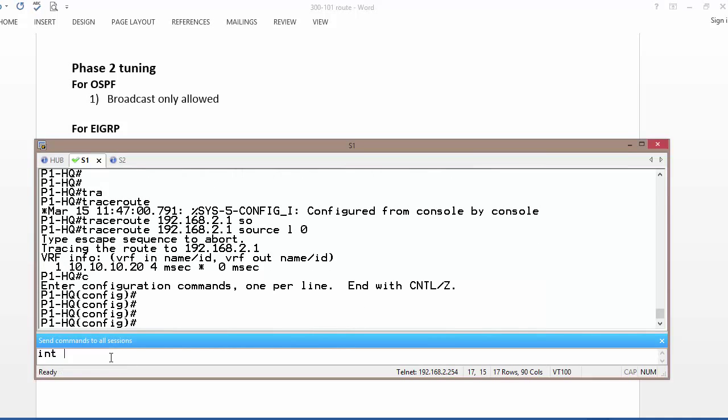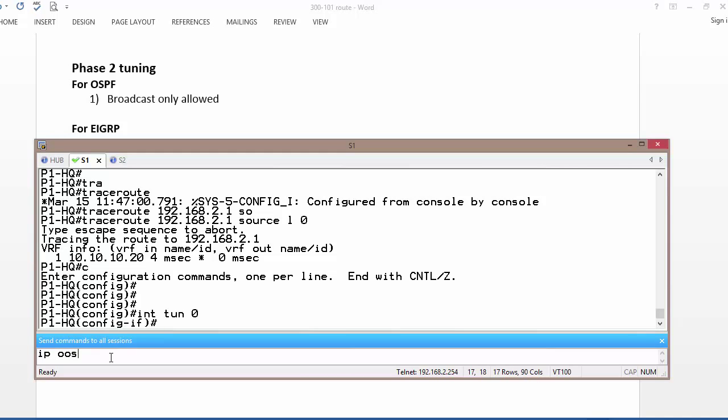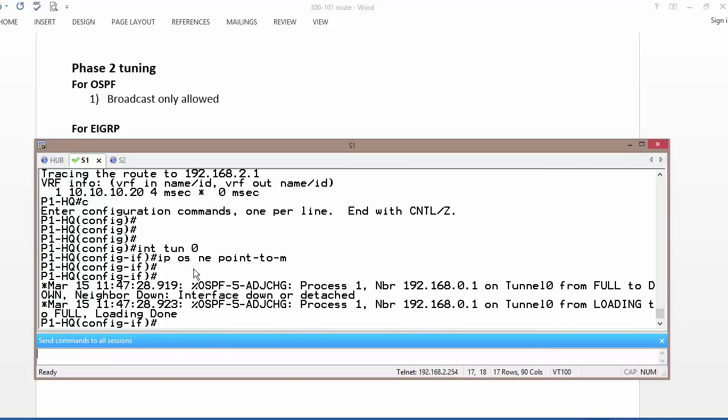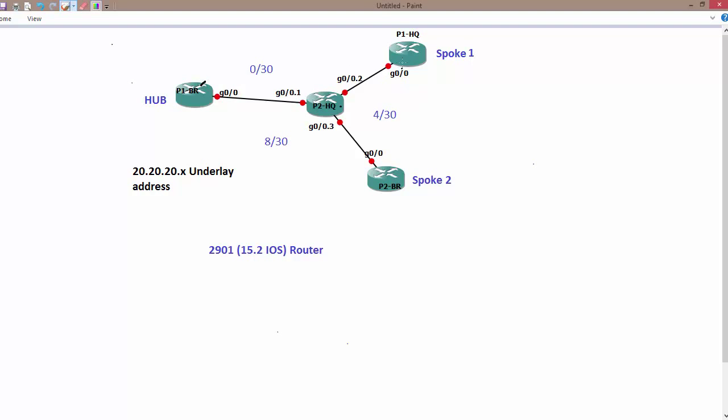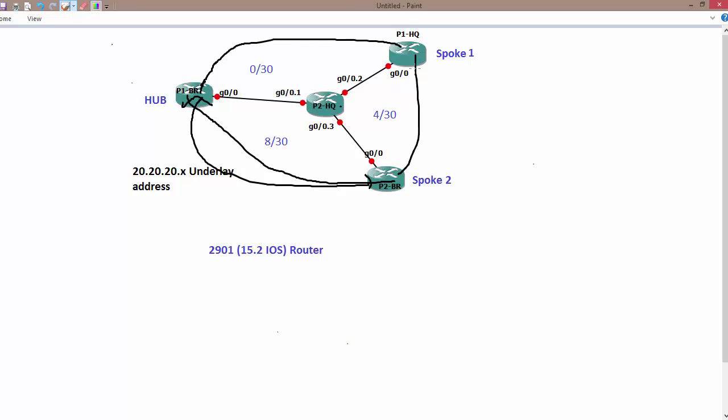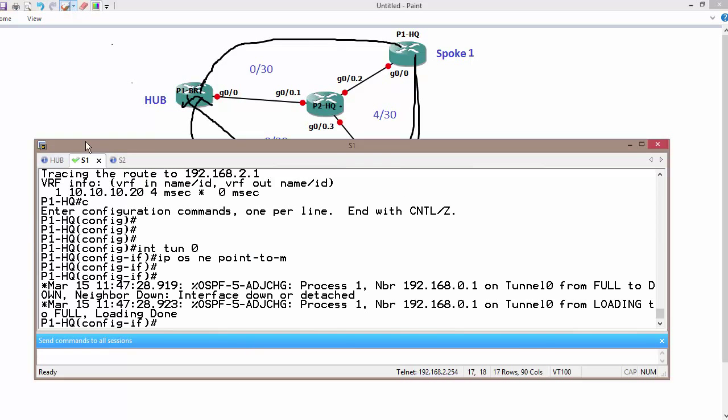So suppose on interface tunnel 0 we configure IP OSPF network point to multipoint. Now the problem is going to occur, because in point to multipoint your next hop is going to be the hub. So you send your routing update to the hub and the hub forwards it to the other spokes. The spokes blindly believe that in order to reach that network they need to send traffic to the hub, because the hub is the one that advertised that network. Because of that, even if you are running a phase 2 configuration, you are not going to send data directly. So now we can see it right there.